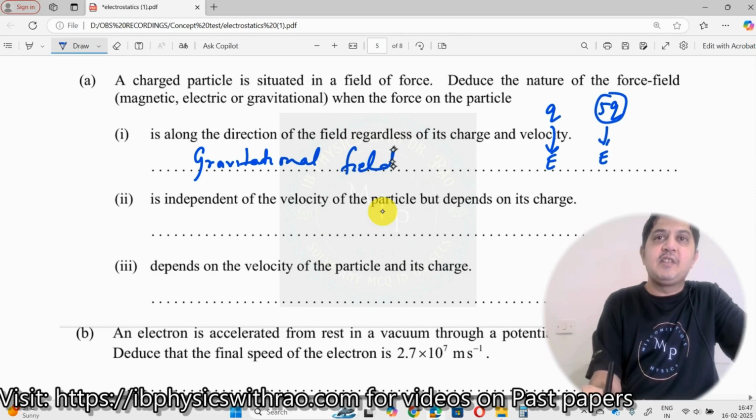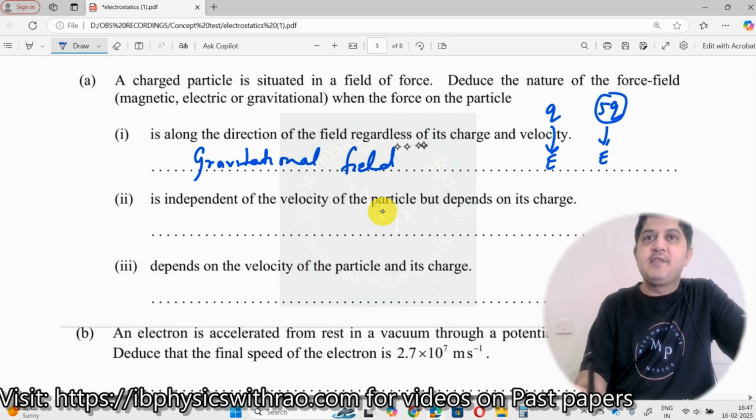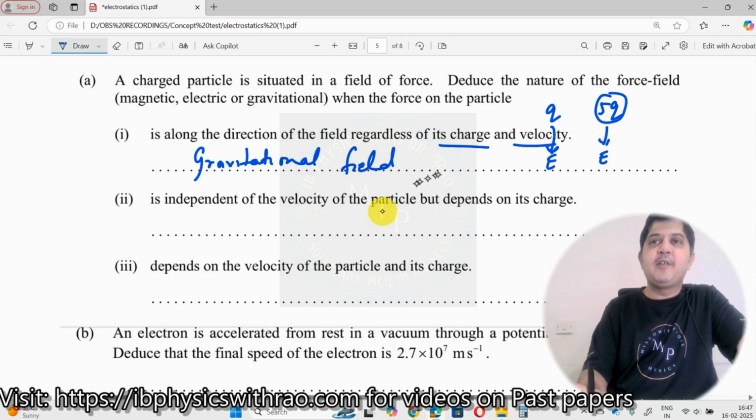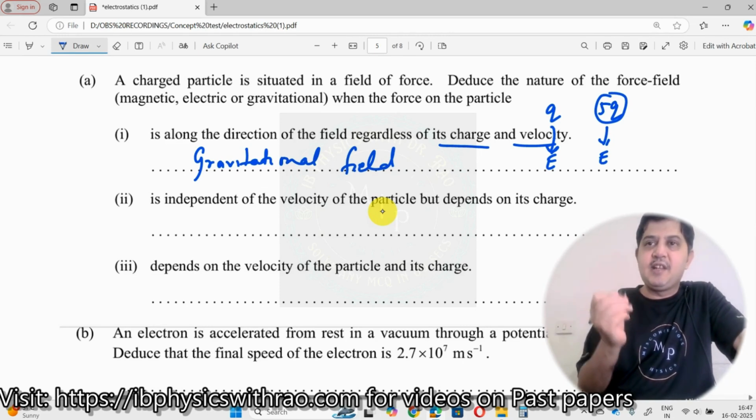In a gravitational field, it only depends upon the mass. Is there anything mentioned about the mass over here? No. It only says that the force is along the direction of the field, regardless of the charge and the velocity. So it does not depend upon these two. Therefore, it is a gravitational field. Then it's independent of the velocity of the particle, but depends on its charge. Which one depends only on its charge, not on velocity?